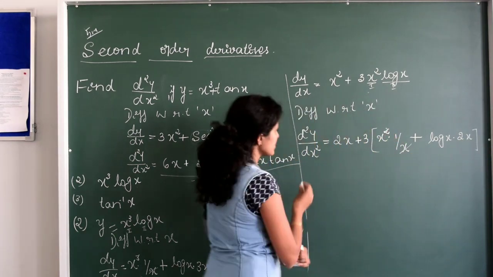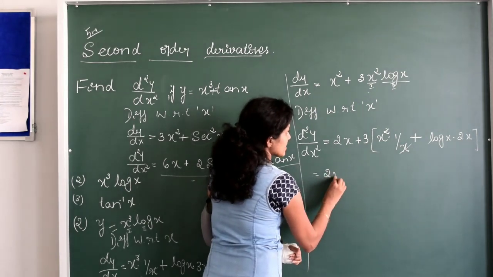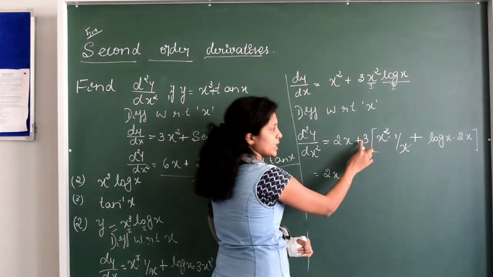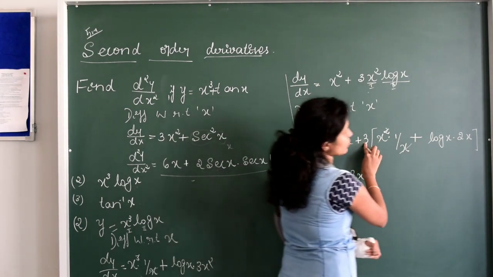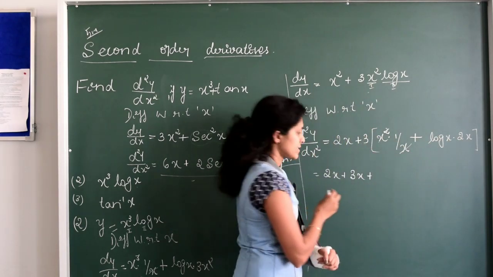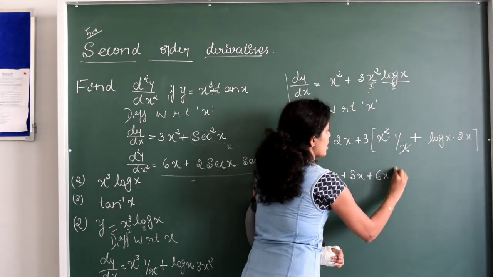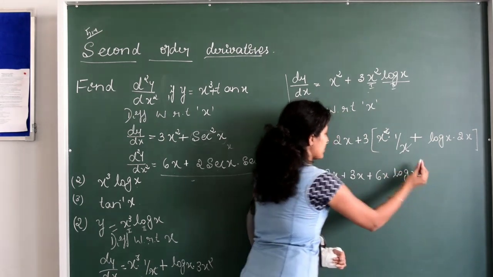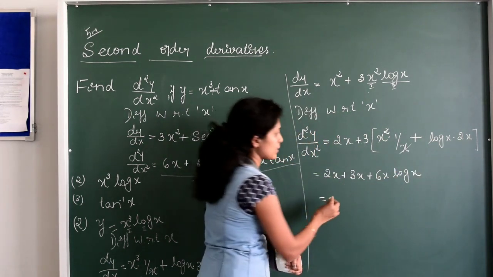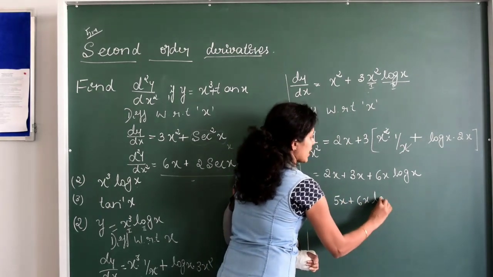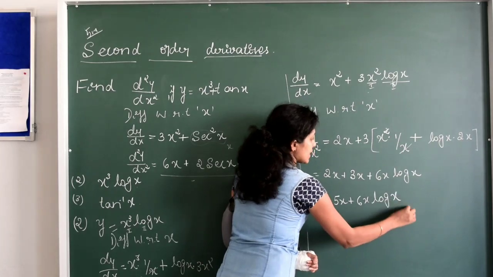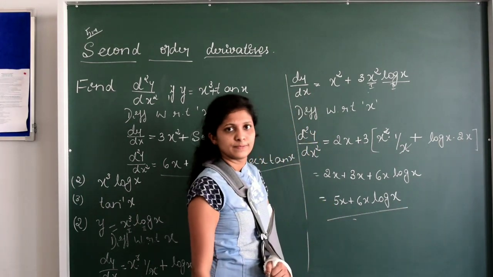I will simplify this. So this is equal to 2x plus here 1 x is remaining. 3 into x will be 3x, plus 3 into 2x will be 6x, so 6x log x. So the final answer will be 2x plus 3x, which is 5x, plus 6x log x. So this is the second order derivative of the given function.